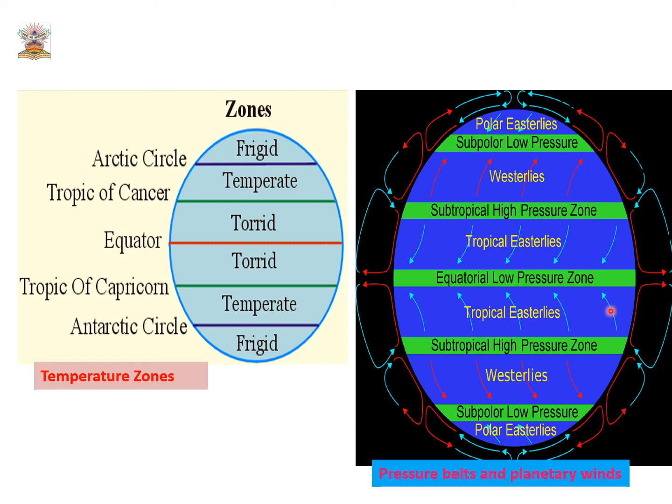Yes, the temperature zone and the pressure belts are interrelated. So the uneven distribution of the temperature brings about the change in the pressure. So this leads to the formation of the low pressure and the high pressure zones.